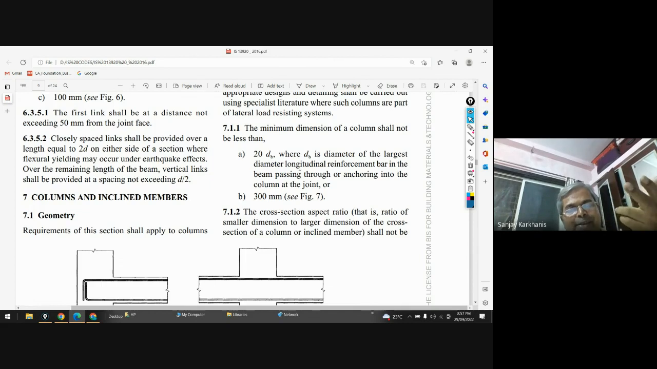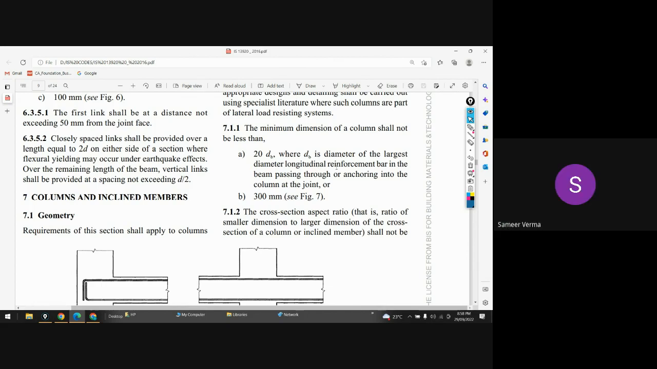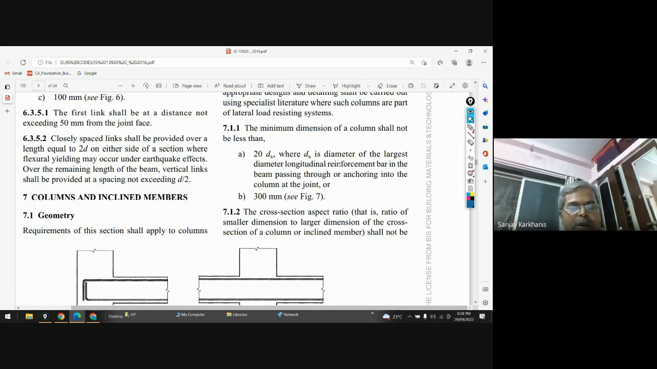Don't use bar diameter more than 16 in the column. So in that case, this 300 will be enough for you, because 16 multiplied by 20 comes out to be 320. So you can say that, okay, 300 mm will do. Yes. Yes, sir. But how is it possible if you are designing say a 25-story structure and you are saying that in columns I am not going to use the bar diameter more than 16 mm? Is it possible?